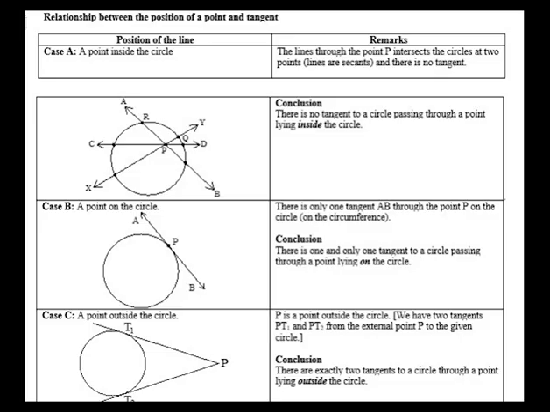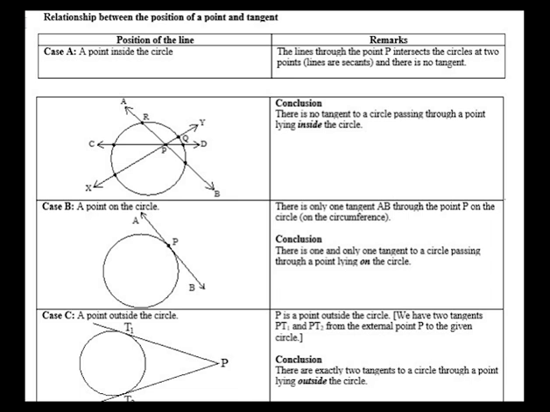Let us understand the relationship between the position of a point and the tangent. Suppose a point lies inside the circle. Let P be the point which lies inside the circle. The lines through the point P intersects the circle at 2 points. These lines are secants and there is no tangent. Thus, we can conclude that there is no tangent to a circle passing through the point P which lies inside the circle.